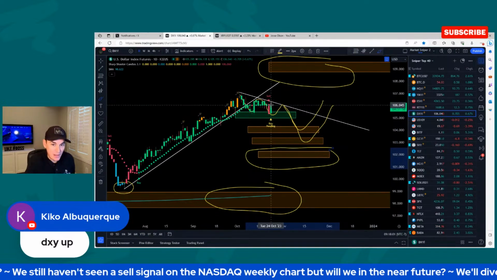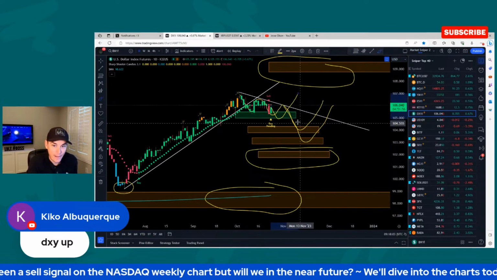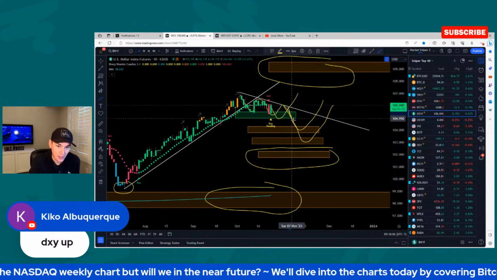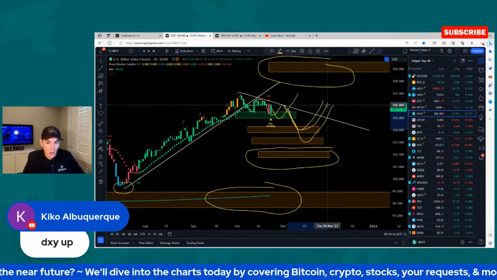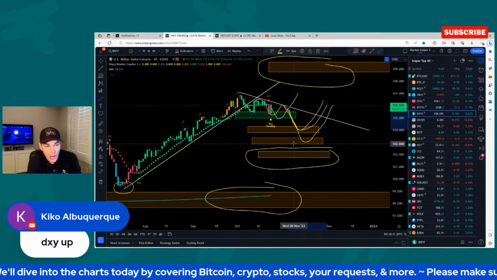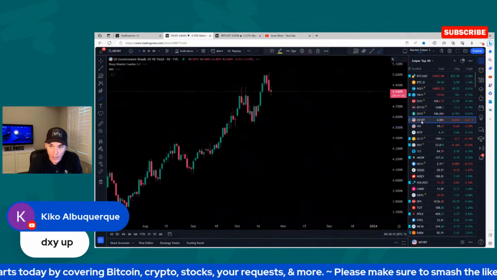So maybe this 4th target would never be hit. But it doesn't mean it couldn't find support at target 1 and bounce, just like we've been talking about in the live streams. Could hit target 2, bounce, and so on and so on. So that's what we'll continue to watch. The weekly chart is still bullish on the DXY.